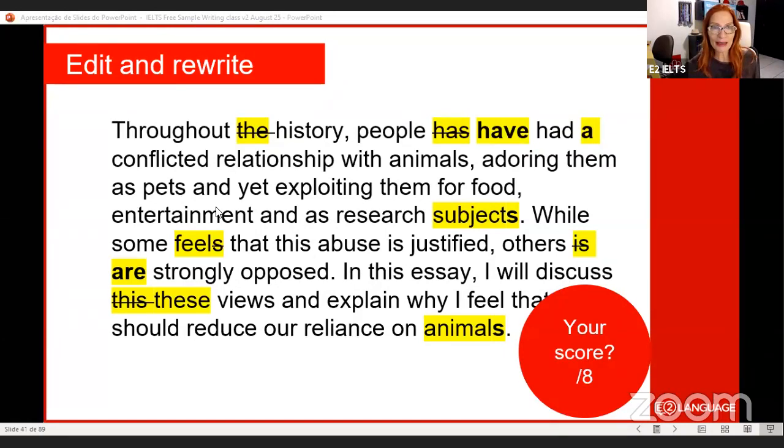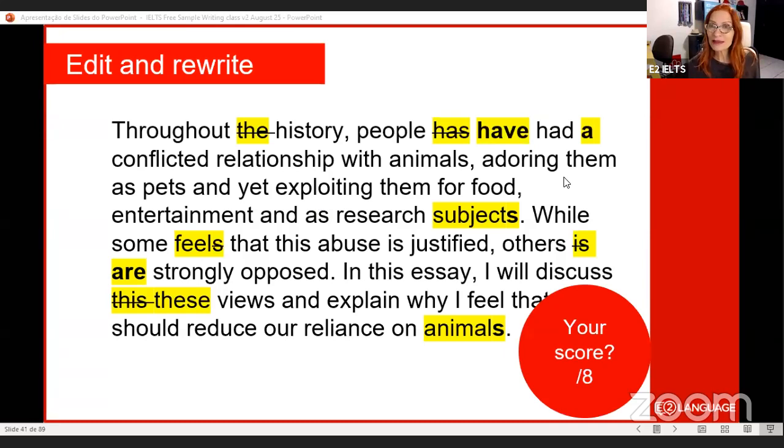Can we remove and? No, because we're adding the idea of exploiting them for food. Because if you don't put and, you would not give the idea of the conjunction and. Here it's a coordinating conjunction that adds information. And here we want to add the information.